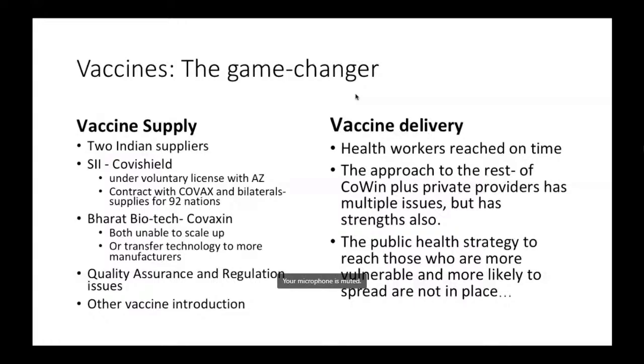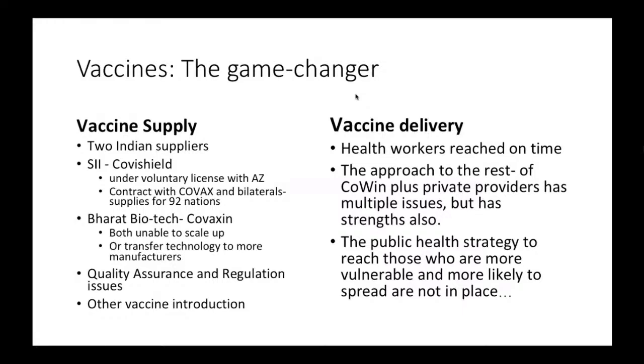Then there are quality assurance and regulation issues which are not put in place. And the other vaccines which should have come in, like Sputnik and Johnson and Johnson, there are many issues. If this is one set of problems, the other is vaccine delivery. We did all right with health workers, but for the rest, the current system, where you register on COWIN and then they allot you to the nearest provider, and there are many private providers who for 250 rupees will give you a vaccine, has certain advantages. It's a good system, except that it is not a good system to reach those most in need, the most vulnerable, because they do not have that sort of health-seeking behavior or will not even enter those corporate hospitals.